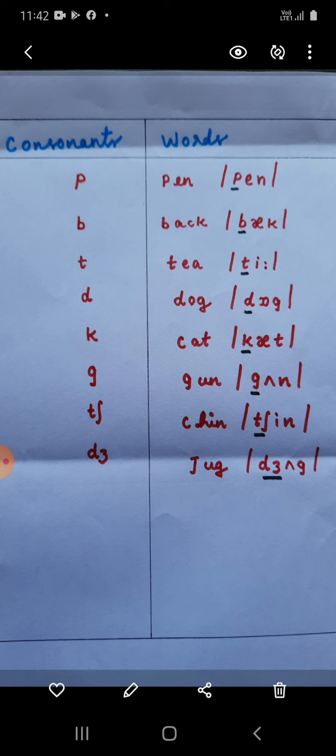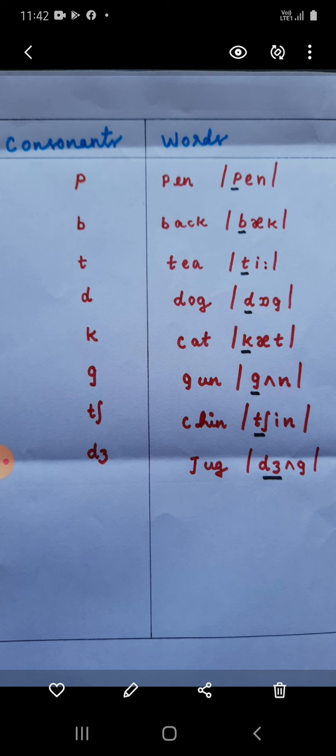So that's all for today's class. Once more we'll be revising. The first sound is P, as in pen. B, as in back. T, as in tea. D, as in dog. K, as in cat. G, as in gun. Ch, as in chin. J, as in jug. So these are the sounds that we have studied.